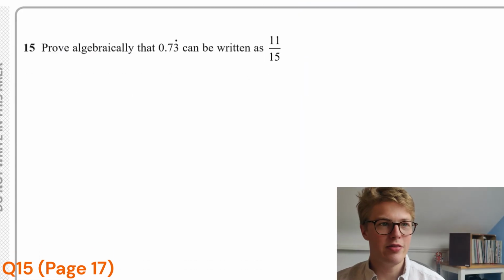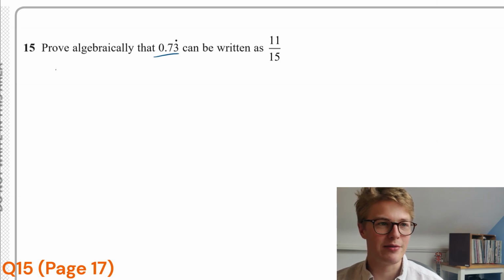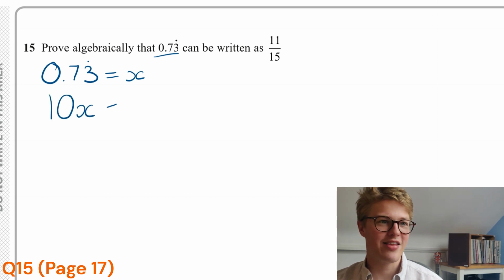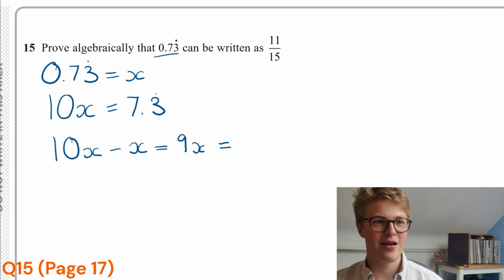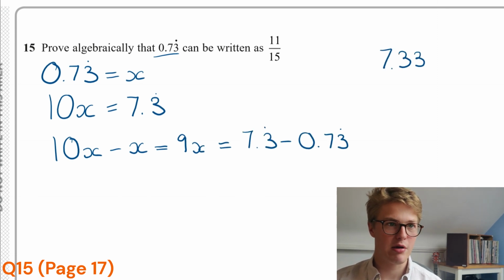Prove algebraically that 0.73 with 3 recurring can be written as 11 over 15. So 0.73 recurring is equal to x. 10x is going to be 7.3 with 3 recurring. 10x minus x is equal to 9x, which is the same as 7.3 recurring minus 0.73 recurring.